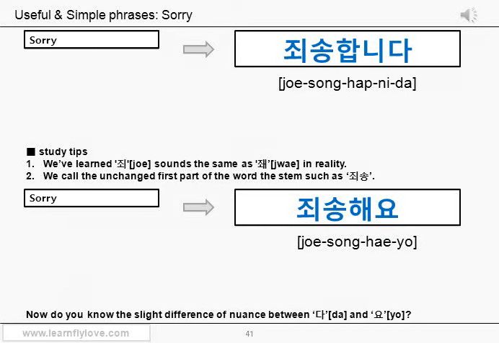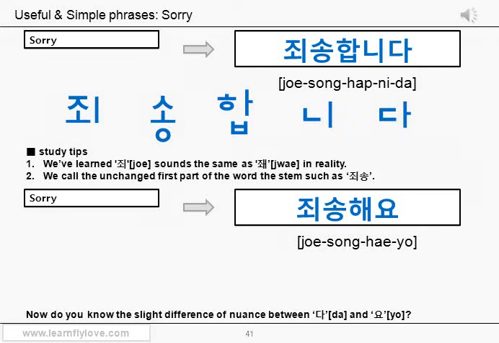With the honorific suffix 니다. 죄송합니다. 즈, 왜, 죄, 스, 소, 송, 흐, 하, 합, 느, 니, 드, 다. With the honorific suffix 요, 죄송해요. 죄송해요. 즈, 죄, 스, 소, 송, 흐, 해, 으, 요.